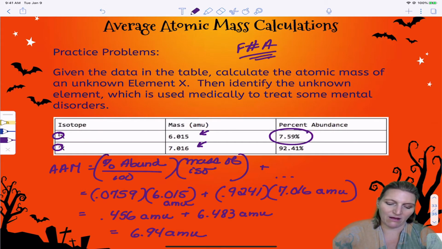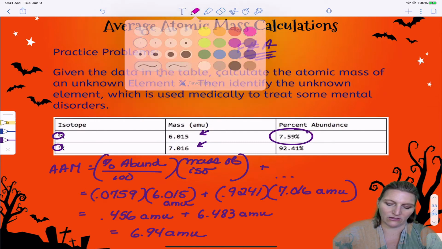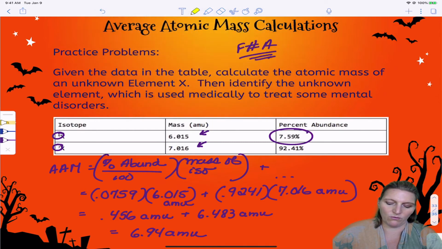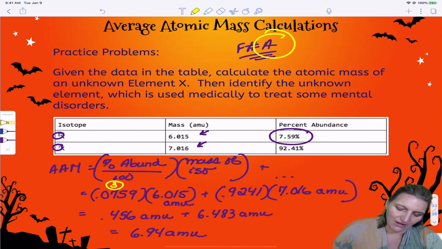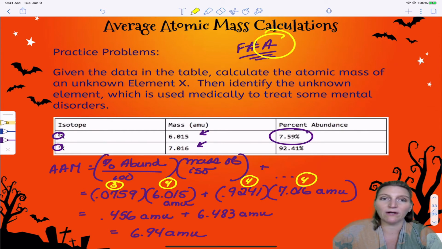And then before we call a question done, we need to check our answer. Does our answer have units? Yep. Does our answer have the right number of significant figures? The first step that we did here was multiplication. That number has 3 significant figures. Every other number that we have here has 4. So I just say that my answer should have 3 significant figures, 6.94.